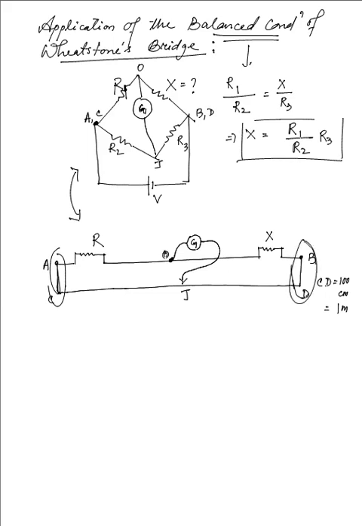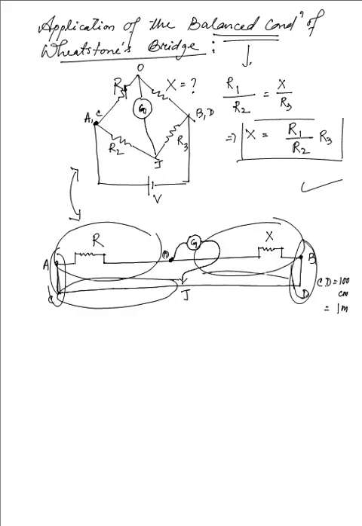Now, the circuit, if you compare, this is one resistance, this is the unknown resistance. Now, in order to have this balanced condition that we have over here, in order to obtain that value of X, what we need is 2 other resistances. Now, the 2 other resistances are actually over here, this and this.